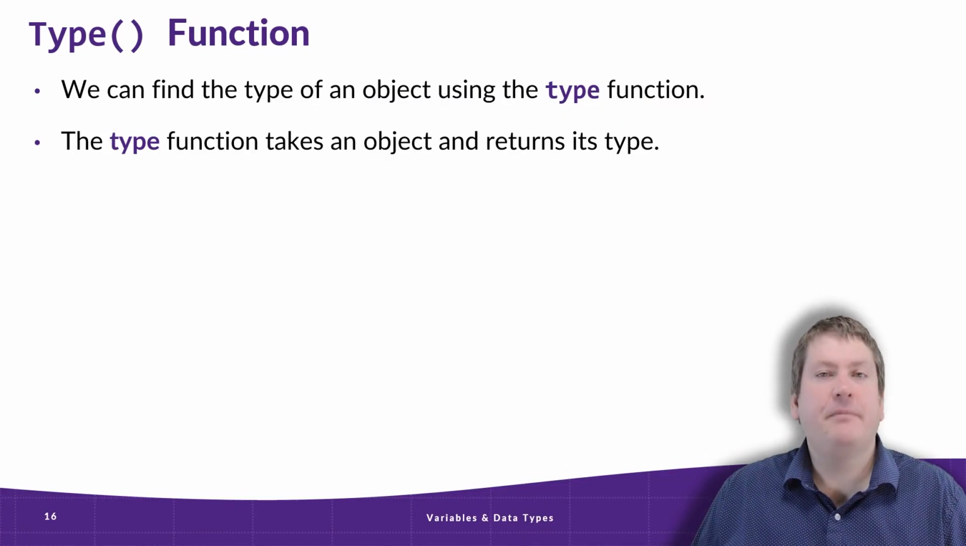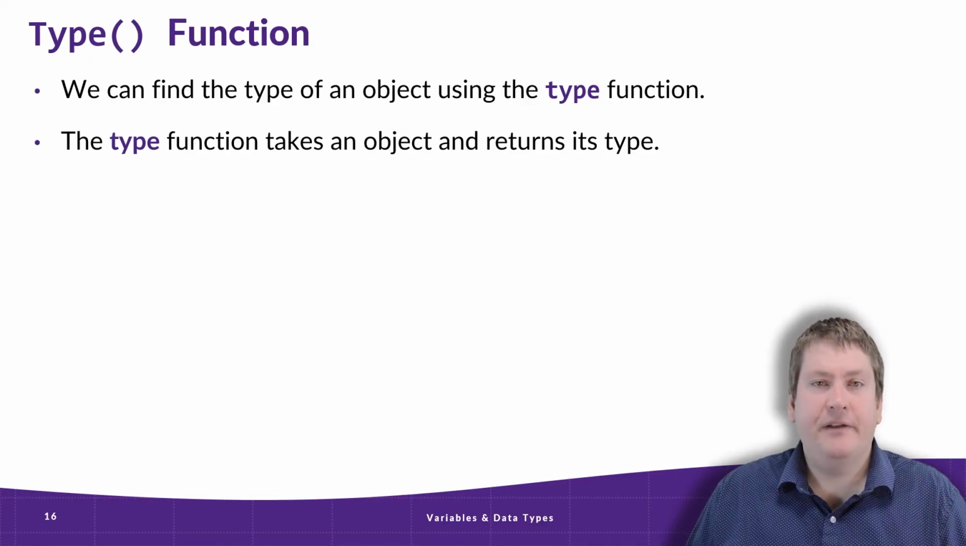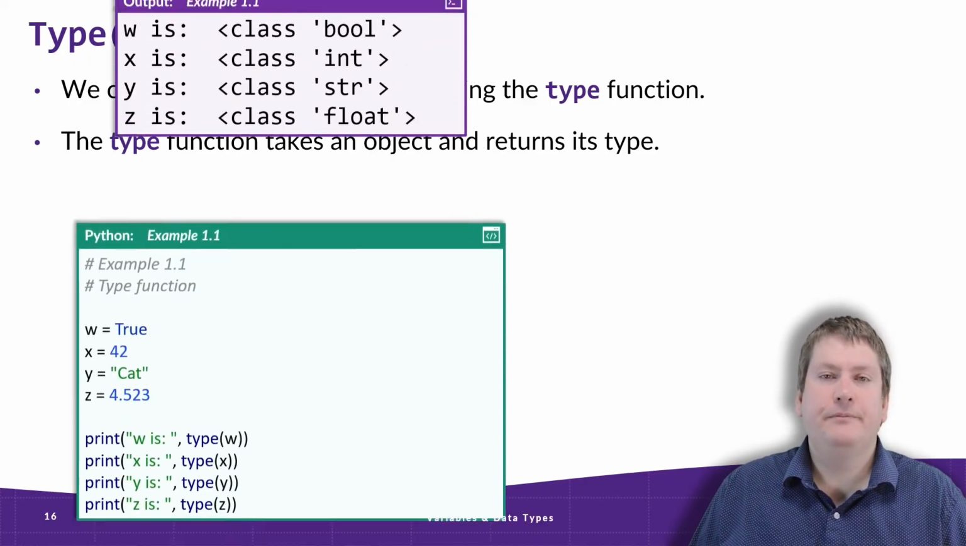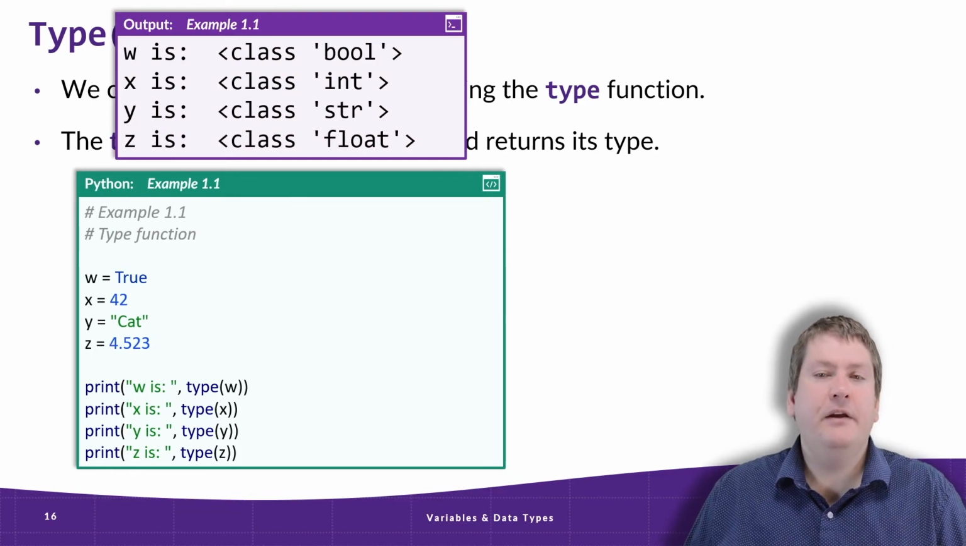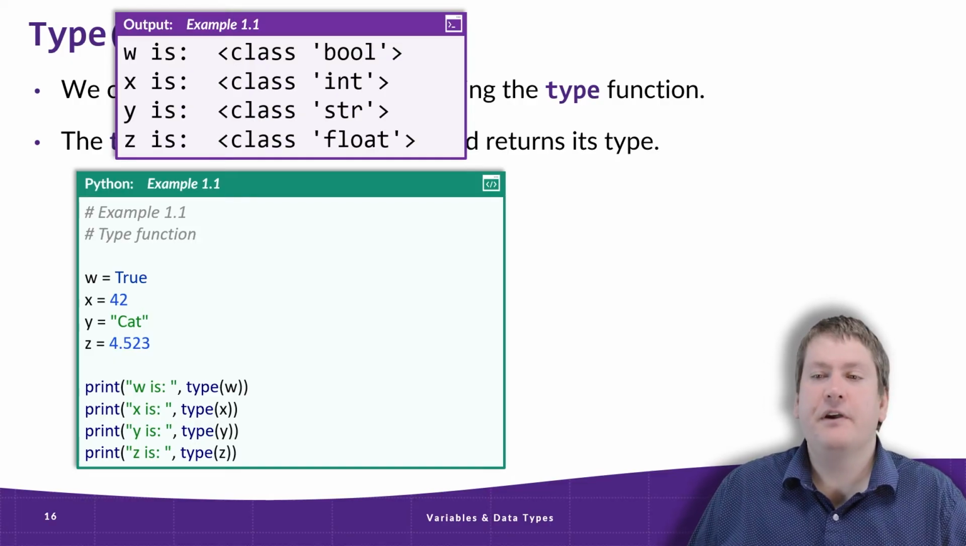So how do we find the type of an object that's already been created? Well, luckily Python has a built-in function named type that will return the type of an object that it's passed. Let's take a look at an example. In this program here, we have a simple program that declares a few different variable names and then prints out the type of each variable.